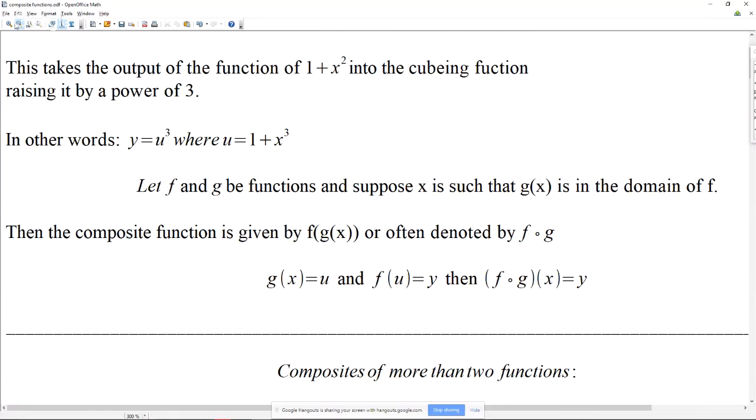Think of the domain as the set of all possible inputs, and we always read this as f of g of x. And Steve makes a good point. The circle means composition. If there is no sign, just like multiplication, we mean multiplication, or if we put a star, we mean multiplication. And please be aware, composition is a very different operation than multiplication.